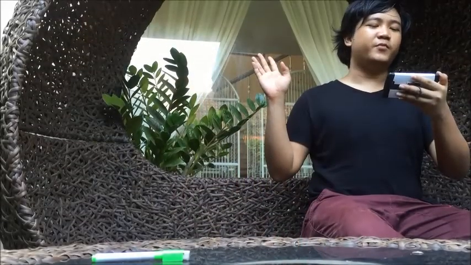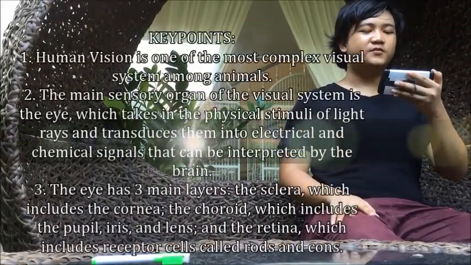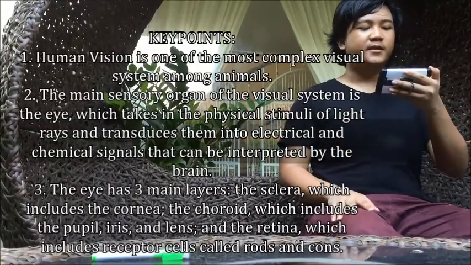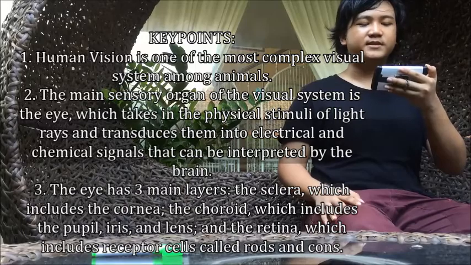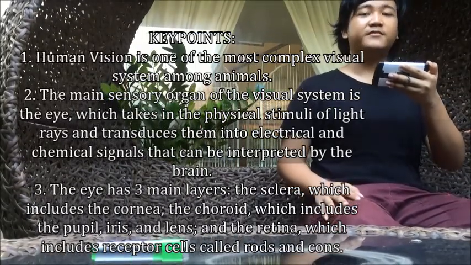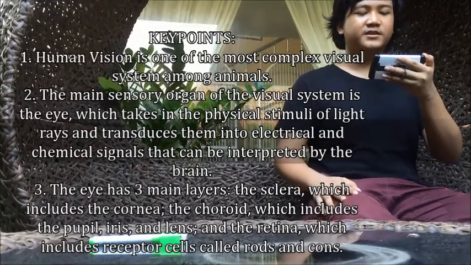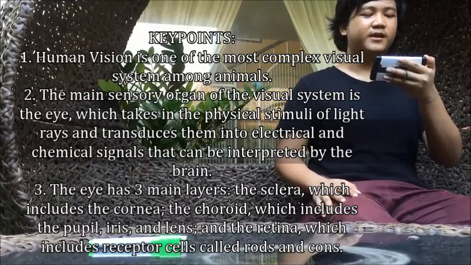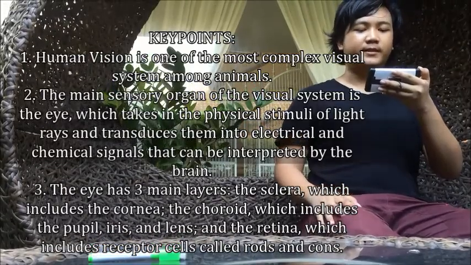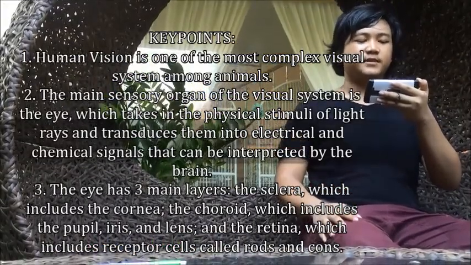Here are some of the key points. Human vision is one of the most complex visual systems among animals. The main sensory organ of the visual system is the eye, which takes in the physical stimuli of light rays and transduces them into electrical and chemical signals that can be interpreted by the brain to construct physical images.